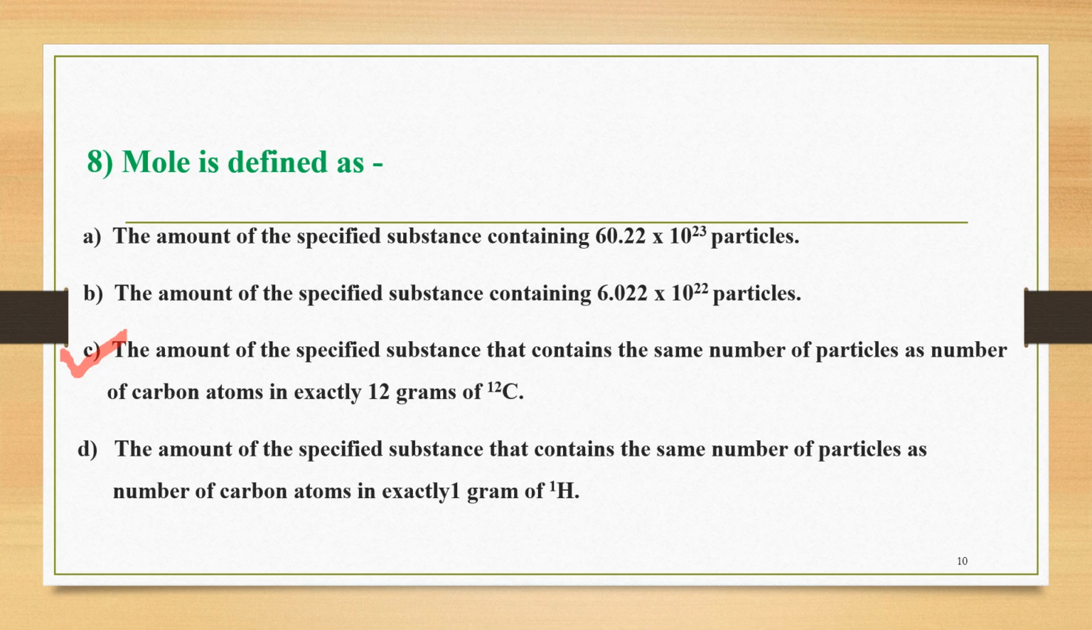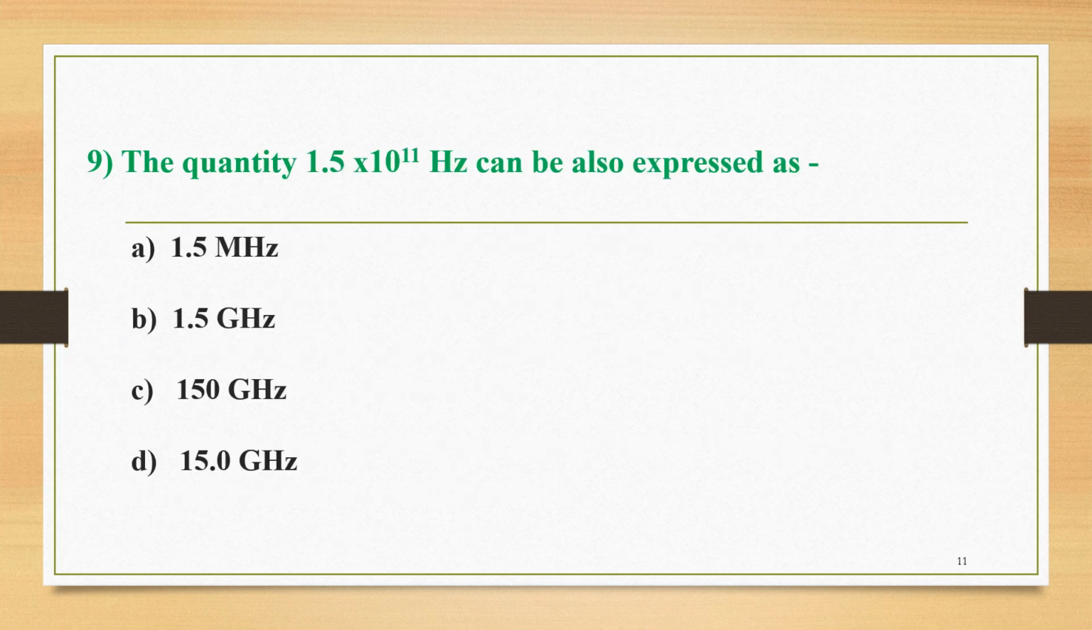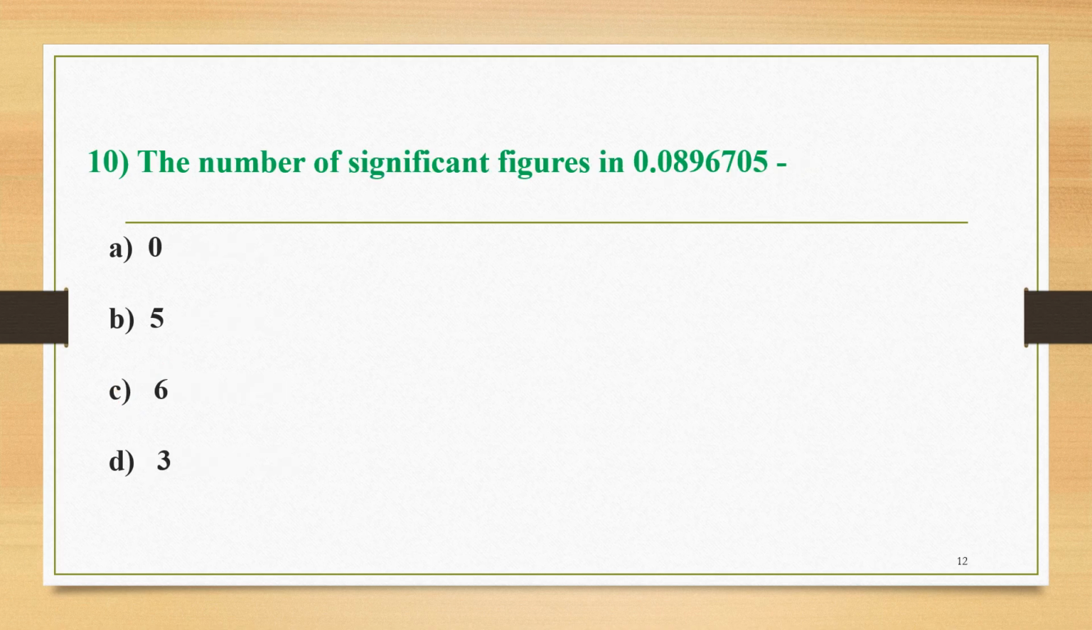The next question, number 9, is here, and the question is: the quantity 1.5 into 10 to the power 11 hertz can also be expressed as, and the four options are: A is 1.5 megahertz, B is 1.5 gigahertz, C is 150 gigahertz, and D is 15.0 gigahertz. The correct option among these four is option C, that is, the quantity 1.5 into 10 to the power 11 hertz is equivalent to 150 gigahertz.